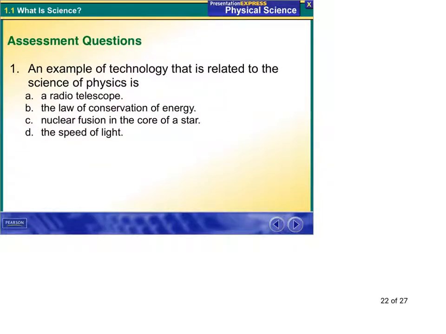And we'll end up here with a few assessment questions that you should know. An example of a technology related to the science of physics is a radio telescope. Others are not examples of technology. Conservation of energy, nuclear fusion in the core of a star, speed of light. None of those are technology.